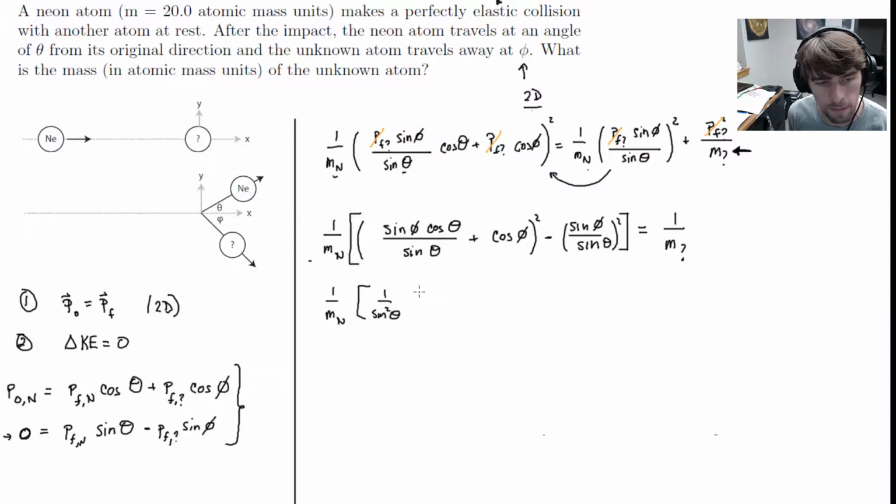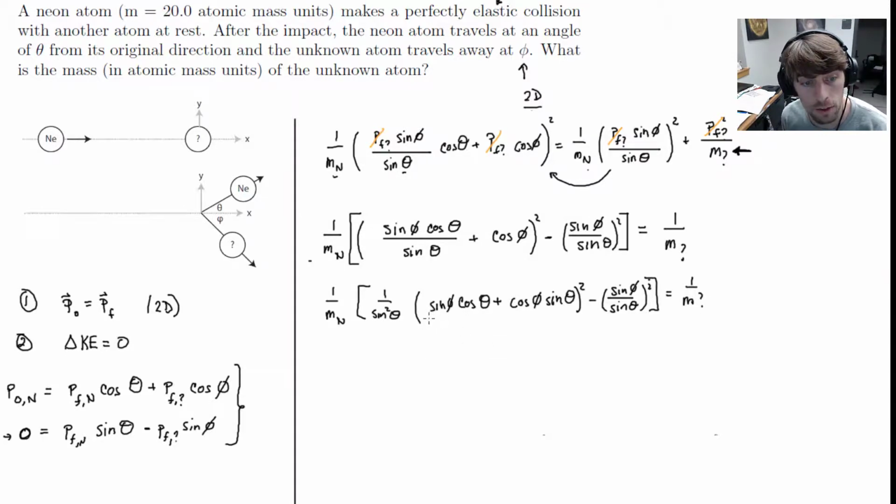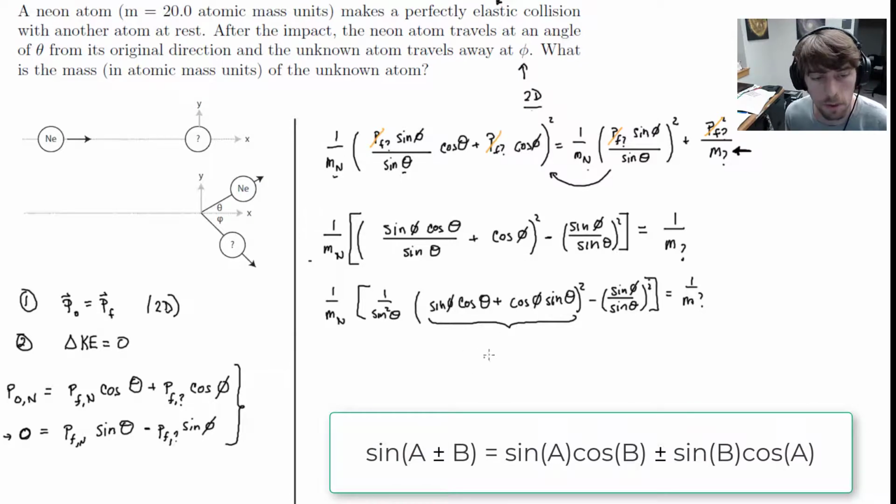Sine of theta squared times, now we have sine of phi cosine of theta plus cosine of theta cosine of phi sine of theta squared minus sine of phi over sine of theta squared equals 1 over m question mark. Of course, you'll notice, that's an angle summation formula right there. This whole rigmarole can be expressed as sine of phi plus sine of theta. That's what this whole term in parentheses is.